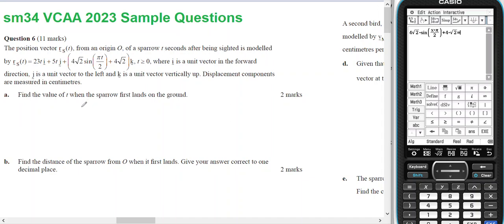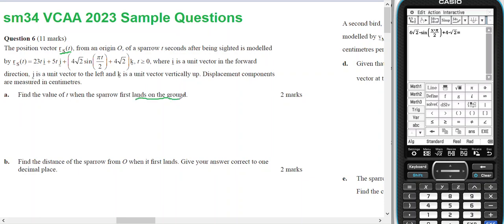Okay, so this is the VCAA sample questions. Question number 6. We have a position vector of the sparrow, and we have an i component, a j component, and a k component. Find the value of t when the sparrow first lands on the ground.